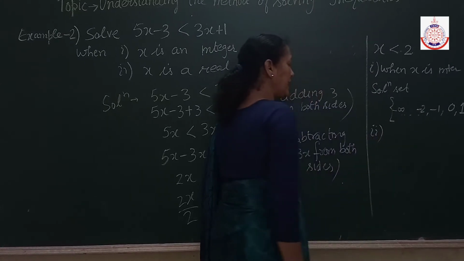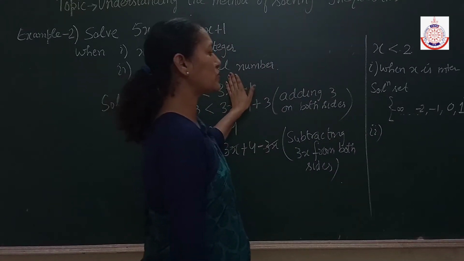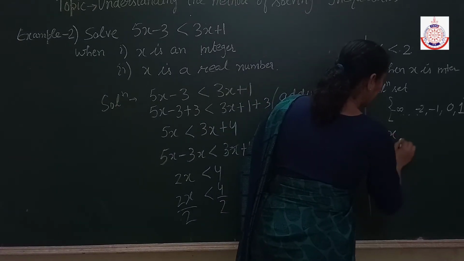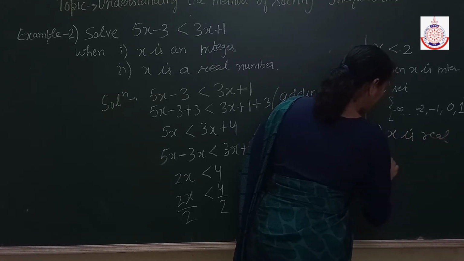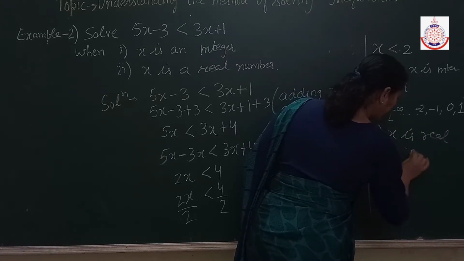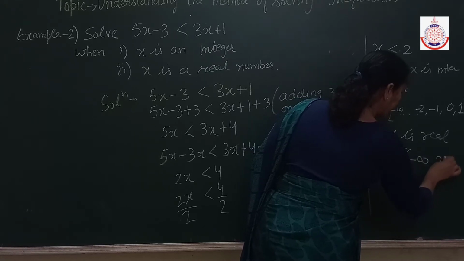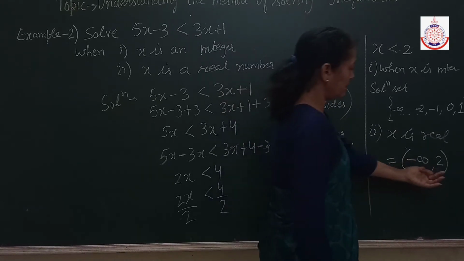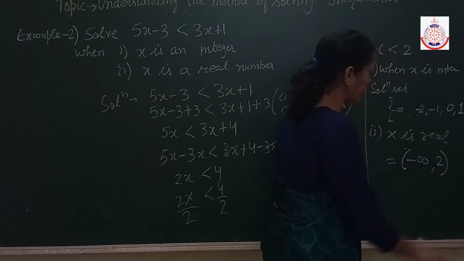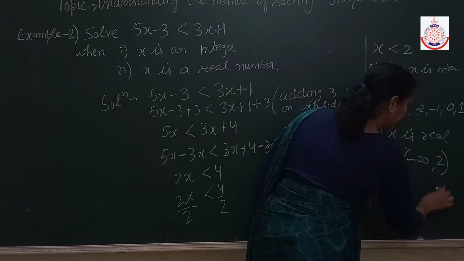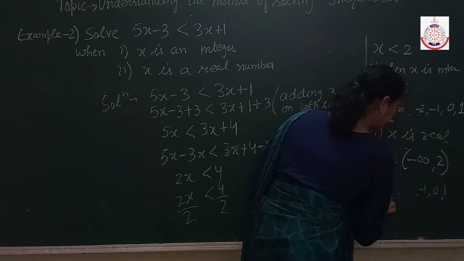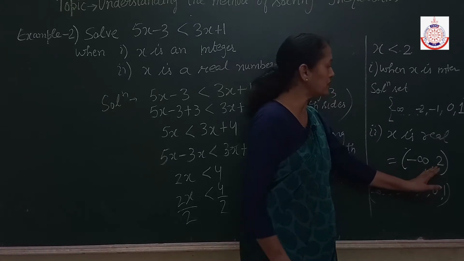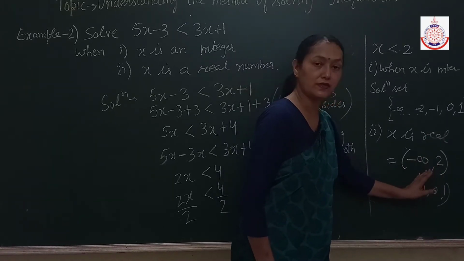Second case, when we have to take real numbers. Real numbers means all the numbers less than 2. Means when x is real, the solution set would be, see, we have to take all the values. Up to 2, and minus means we will not be including 2. All terms leaving 2. But we don't write it like this because we have to include in-between numbers also, because numbers are real numbers. So our solution will be like this.